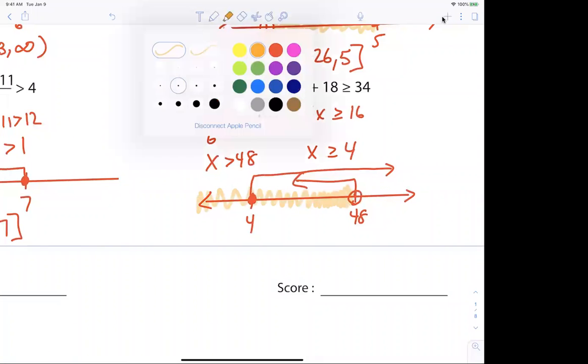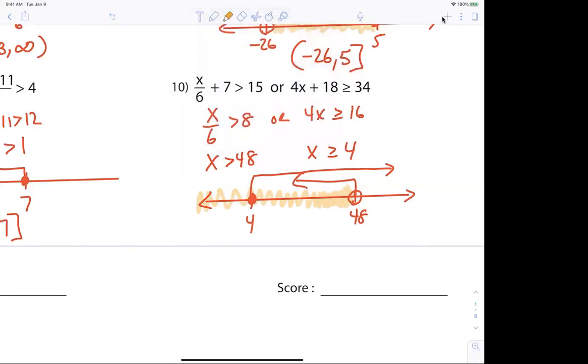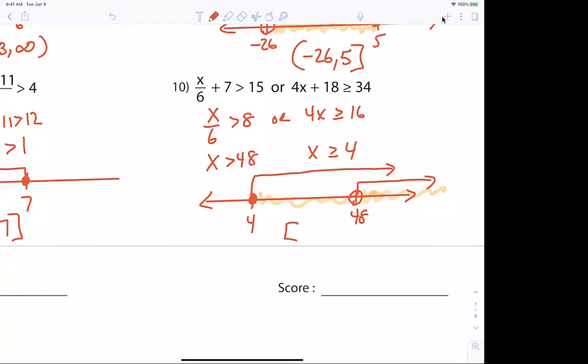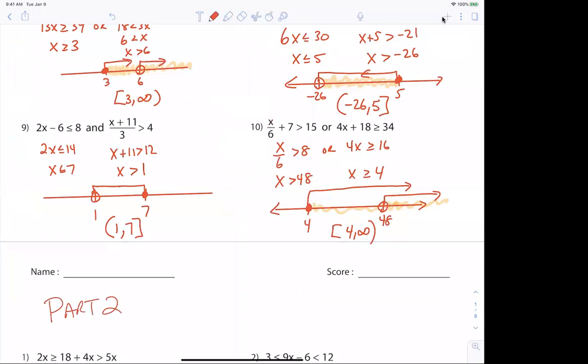Mr. Stroud, it says it's greater than 48. Oh, thank you. That doesn't look right. Thank you. So they're both greater. All right. So now if I'm greater than 48, or greater than or equal to 4, that was easy. It would be anything greater than or equal to 4. All right, sorry about that. Everybody good with that?